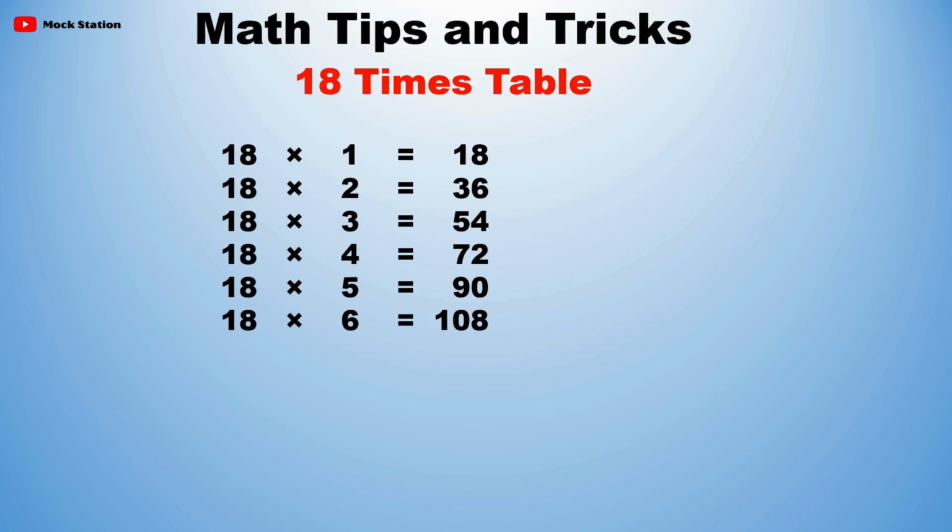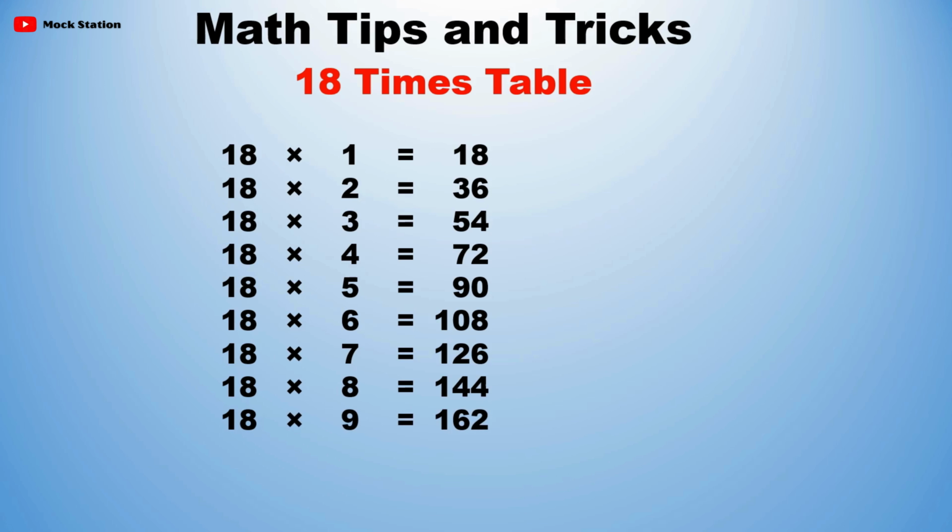18 times 6 is 108. 18 times 7 is 126. 18 times 8 is 144. 18 times 9 is 162. And finally, 18 times 10 is 180.